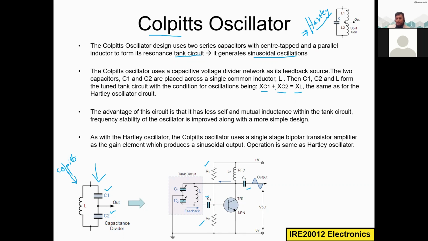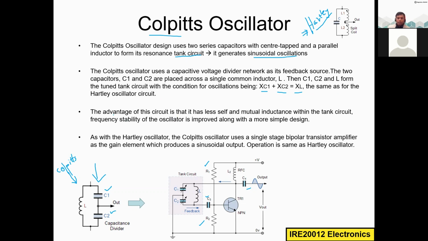So what are XC1 and XC2? They are the capacitive reactances: the capacitive reactance of capacitor 1 and of capacitor 2, whose sum is equal to the inductive reactance of the inductor. This is the same as for the Hartley oscillator circuit.